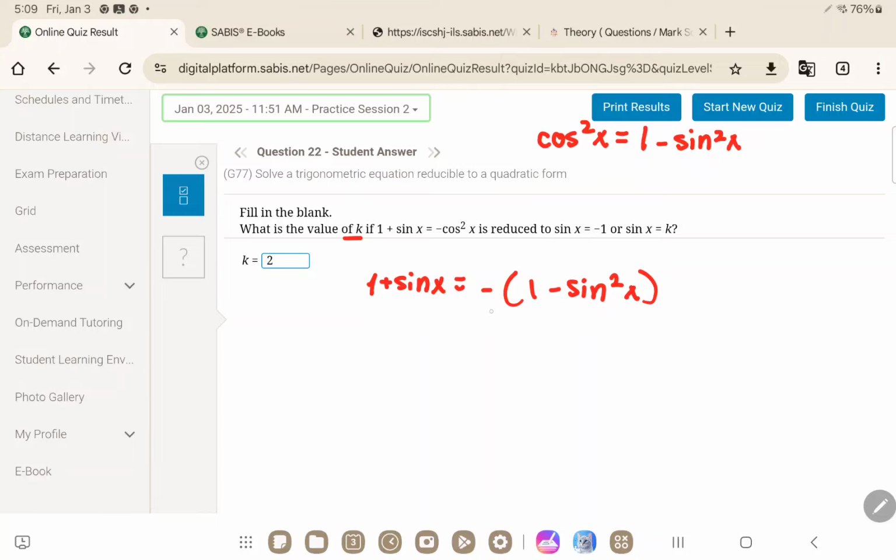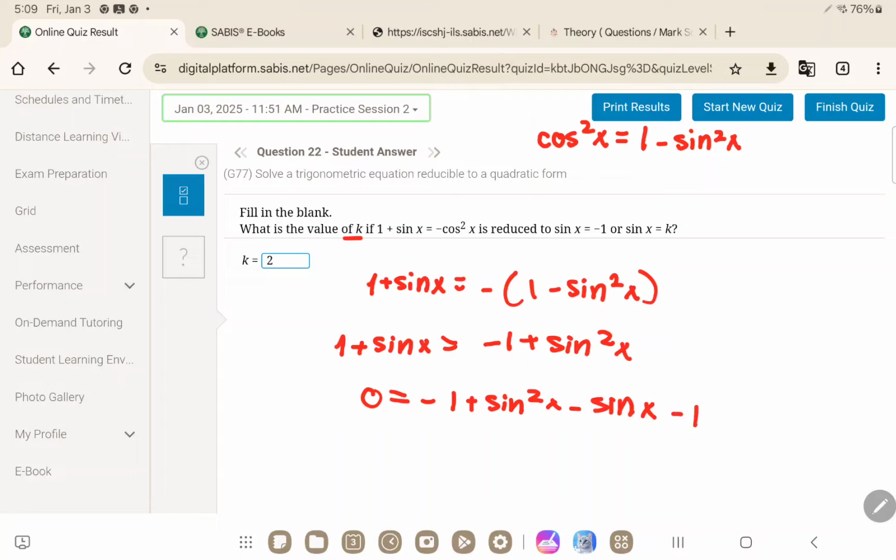And we need to distribute the negative here. So negative 1 plus sine squared x equals 1 plus sine x. So what we do is we move all of them to one side and make it equal to 0. So 0 equals negative 1 plus sine squared x minus sine of x minus 1. So minus 1 plus minus 1 gives us minus 2. So I'm going to move this here and make this minus 2. And remove this.